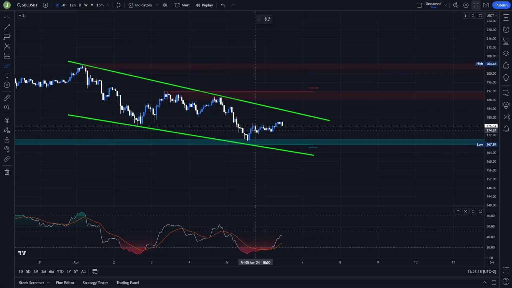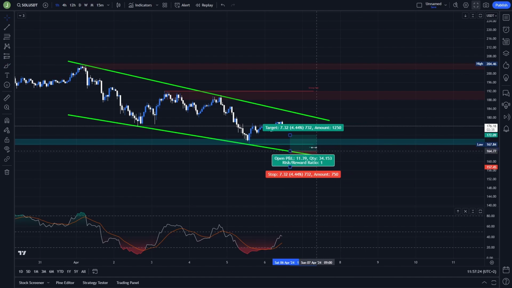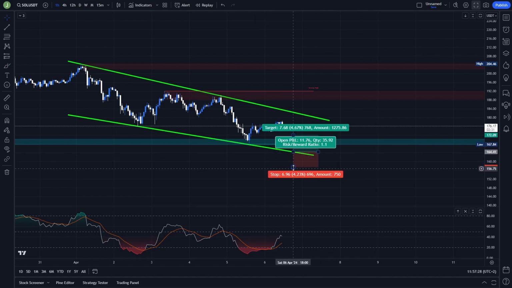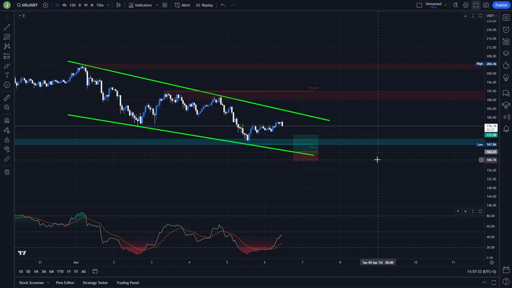So let's now take a look at all of these scenarios, and let's start, in my opinion, with the most risky one, and that will be just setting a limit order on this support of this falling wedge. Stop loss in this case, well, put it somewhere slightly under this support, because this trade will be really risky.